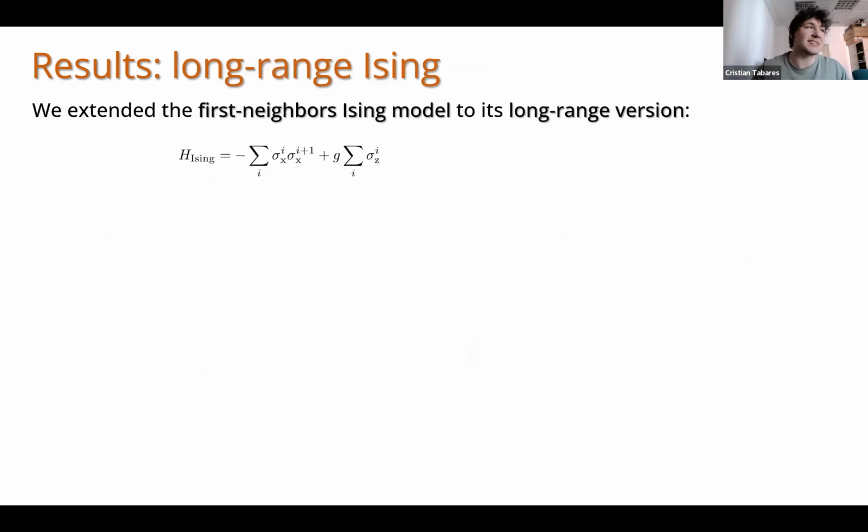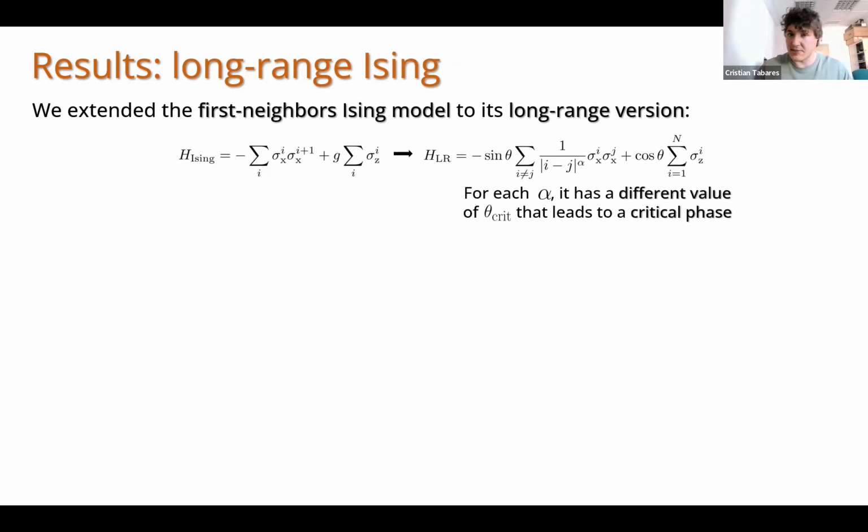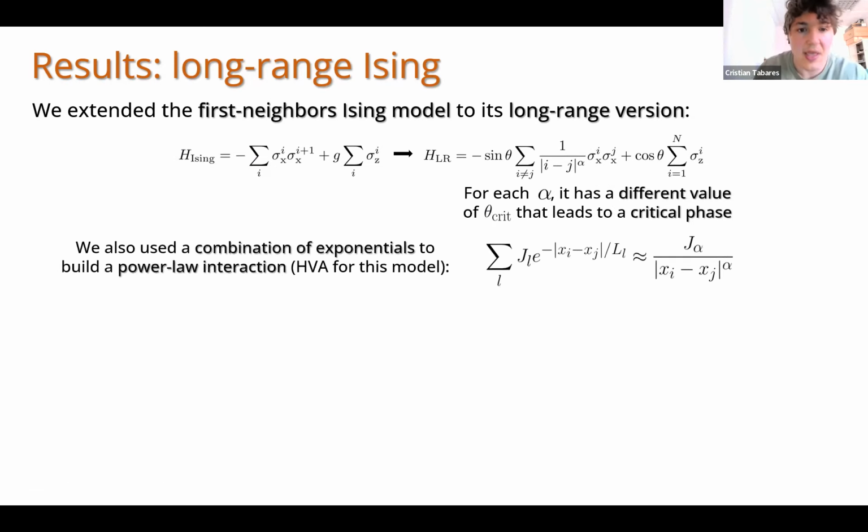The thing is that we have long range interactions, so we may wonder whether it is possible to go one step beyond and study long range models, which are a natural playground for this type of system. So what we did is extend the first neighbor model to its long range versions. We have the same type of model, but here the interactions are long range and decay polynomially with some value alpha. For each alpha, we have a different value of theta critical that leads to a critical phase. These models are critical, so we also study them in their corresponding critical phases.